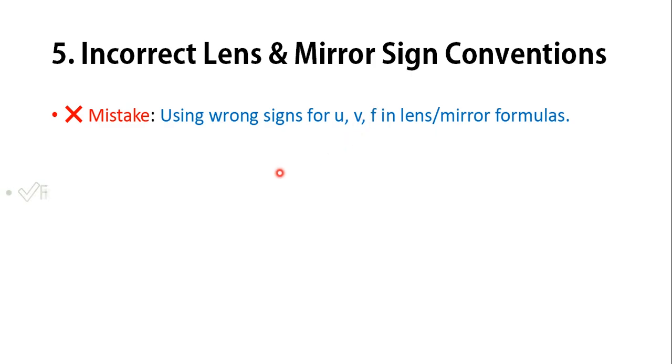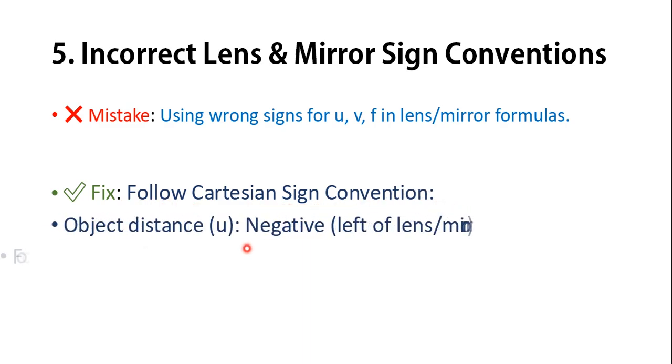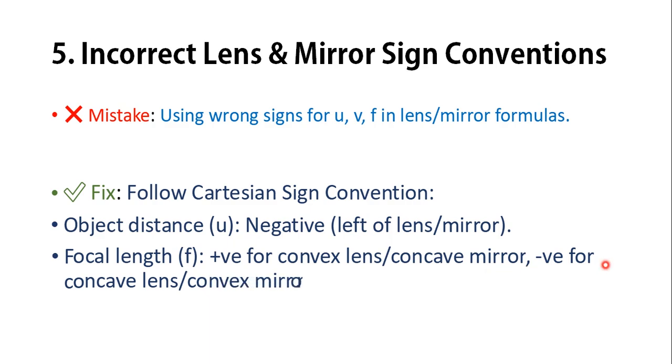Okay, how to fix that? Follow the Cartesian sign convention. Object distance u is negative, to the left of the lens and mirror. Focal length is positive for a convex lens and concave mirror, and negative for a concave lens and convex mirror.